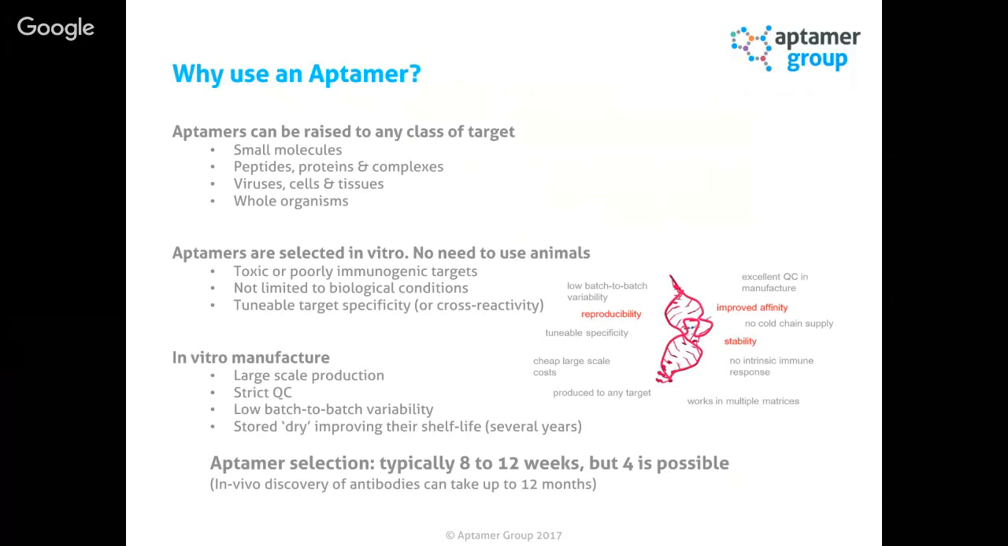We can take that into account, starting with the end in mind, and say, right, we know that this aptamer needs to work in milk, so we will raise the aptamer in milk. We can also tune the specificity and cross-reactivity and build that into our selection process. So this is something that, again, is quite unique to aptamers.